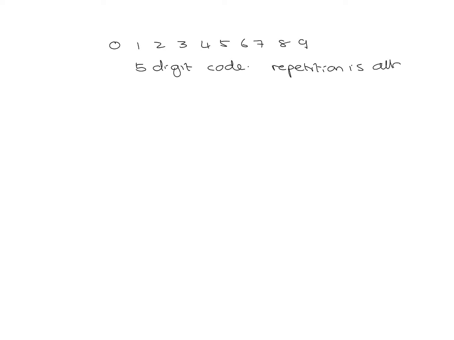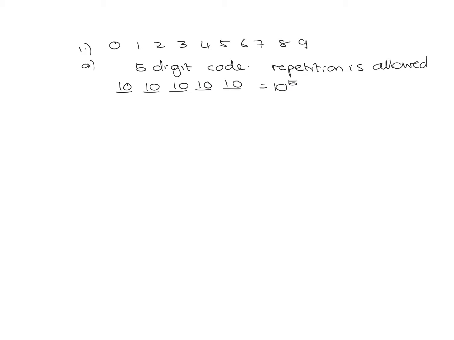If repetition is allowed, then you can use those numbers as many times as you want. So the easiest option is to say it's just a 5-digit code with repetition allowed. There's 1, 2, 3, 4, 5, 6, 7, 8, 9, 10 numbers, so there would be 10 choices. In codes, I always use choices, not factorial. So there's 10 choices for the first place, 10 for the second, 10 for the third, 10 for the fourth, and 10 for the fifth. So that's 10 to the power of 5.